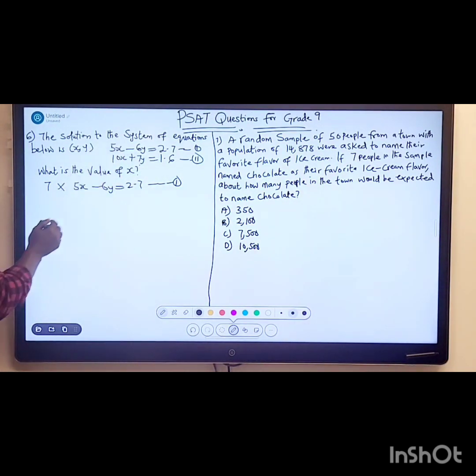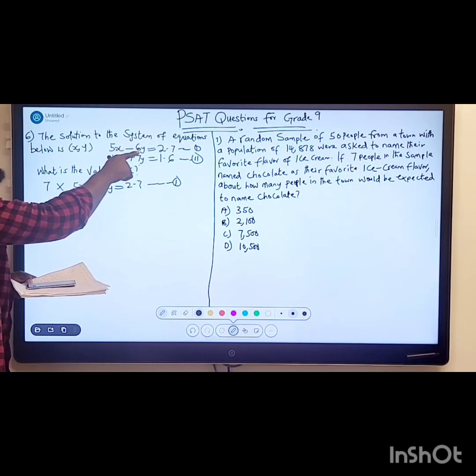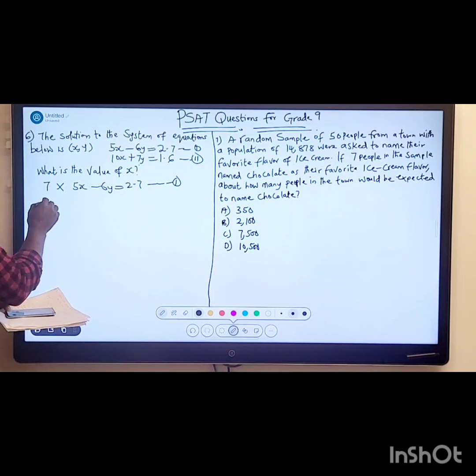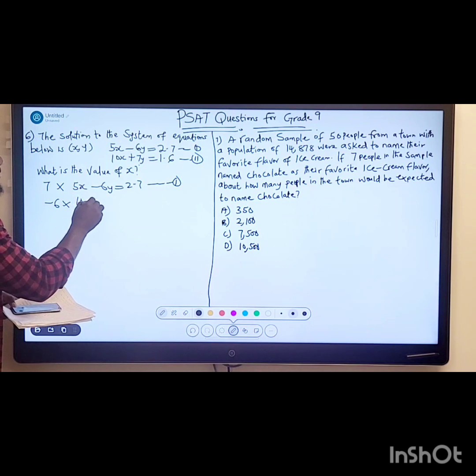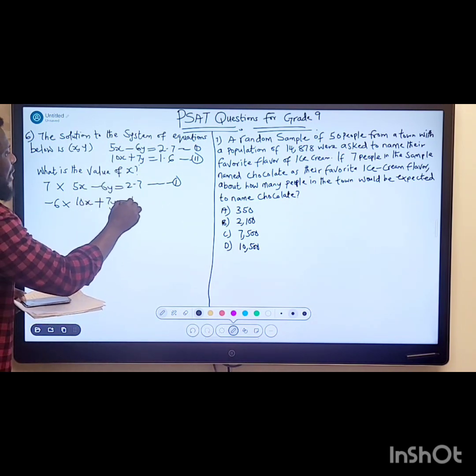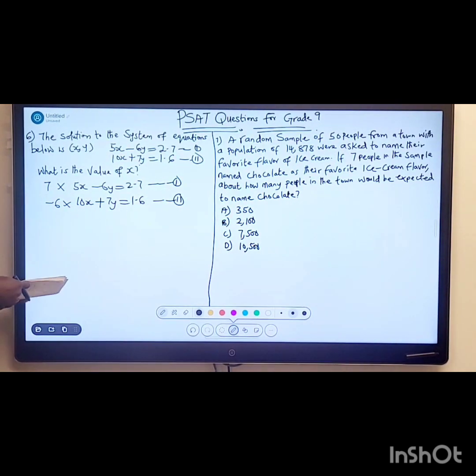The same thing goes for y in equation 1. Remember that in equation 1, y is negative 6, not 6. So you have to go with negative 6 times 10x plus 7y equals 1.6, that is equation 2. Now let's go ahead and do that.